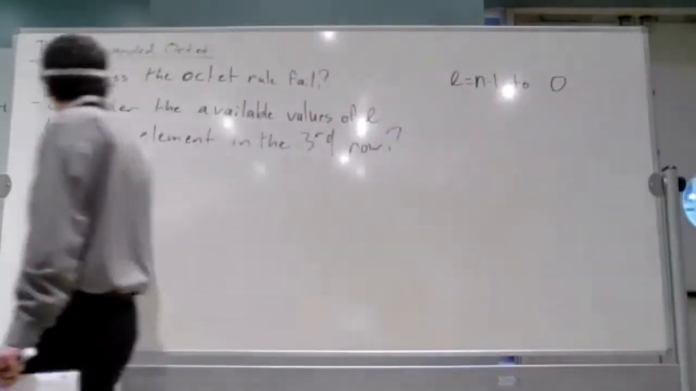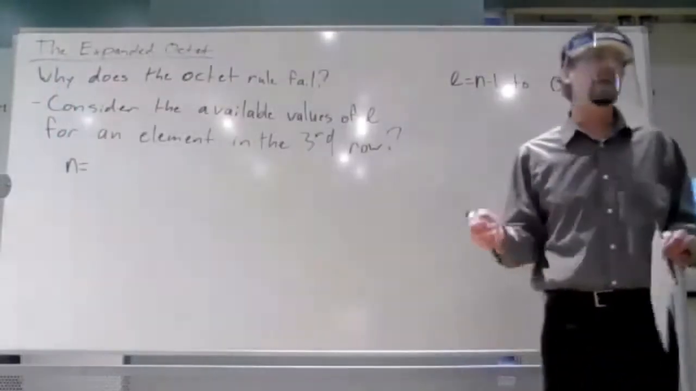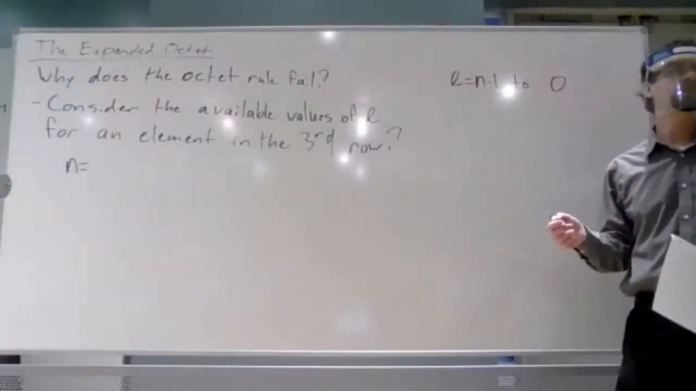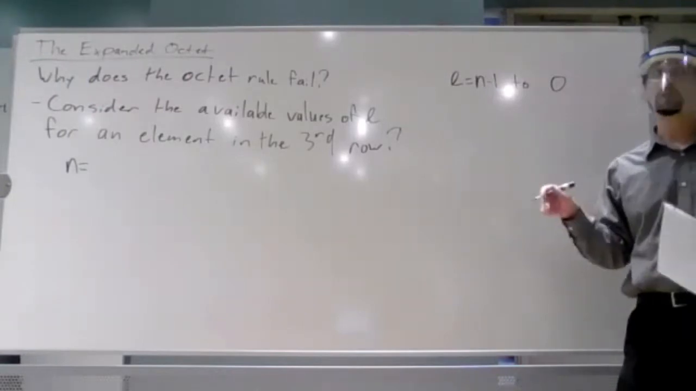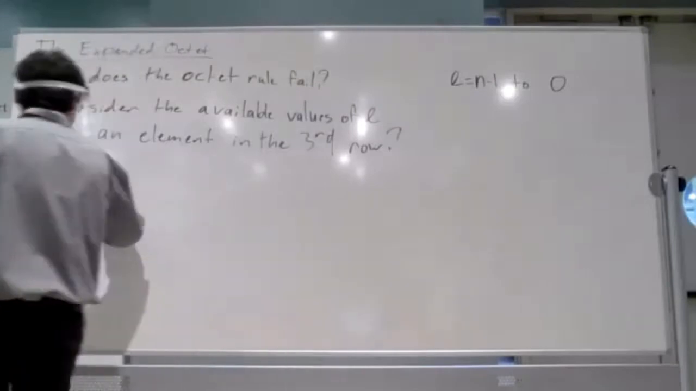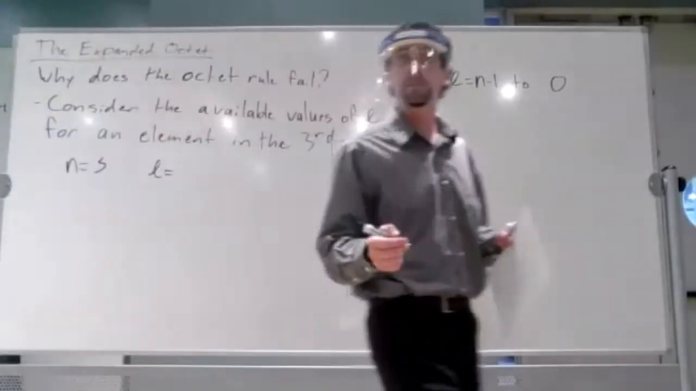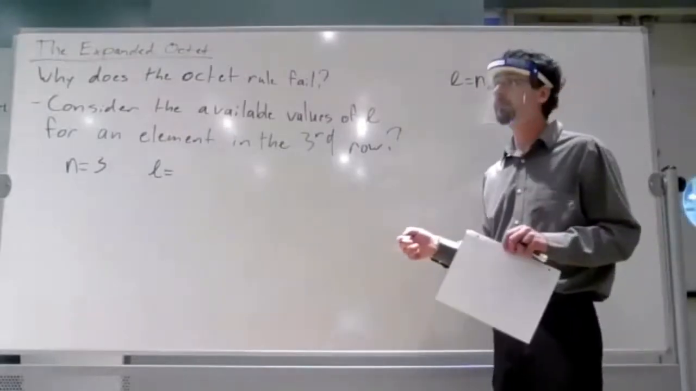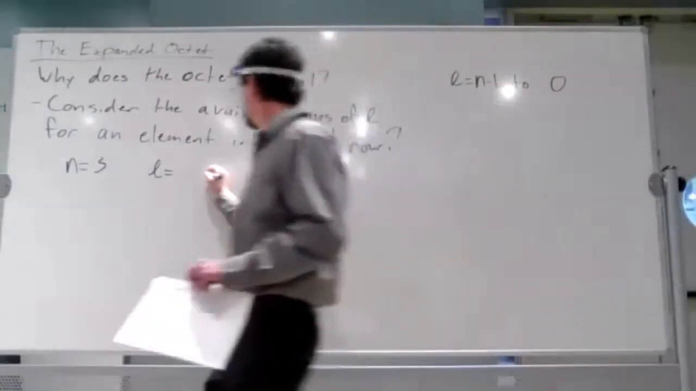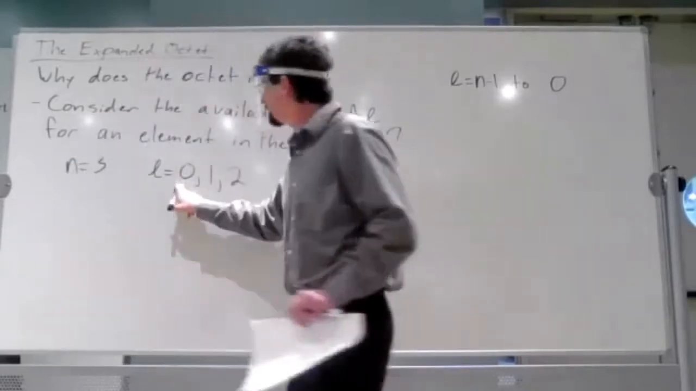So if we're talking about an element in the third row, what is the highest possible value of n we could have in that third row? Yeah, 3. Okay, so n is equal to 3. What are the possible values we could have of L? 0, 1, and 2. And what are these things describing?